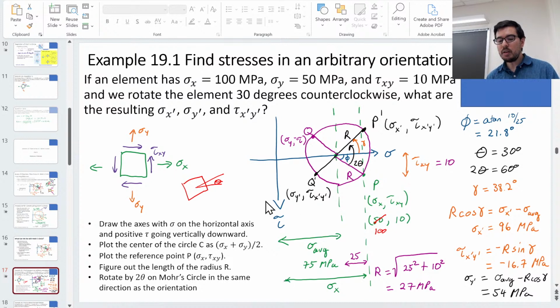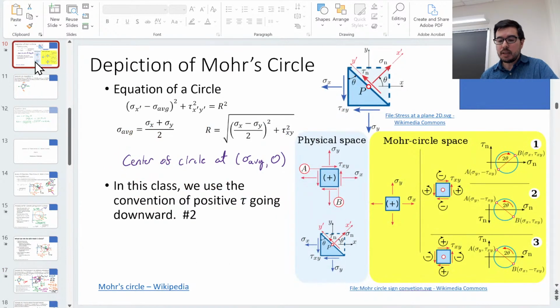And we're going to call tau positive going downward. One thing that you'll see, and I point out, is that there are different conventions.